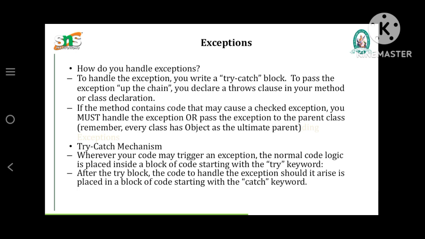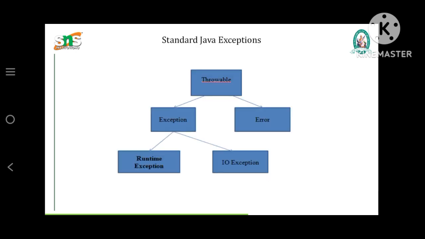Next is the try catch mechanism. Wherever your code may be triggered by an exception, the normal code logic is placed inside a block of code starting with the try keyword. After the try block, the code to handle the exception, should one arise, is placed in a block of code starting with the catch keyword. Next is the hierarchy of the Java exception classes. The java.lang.Throwable class is the root class of the Java exception hierarchy, inherited by two subclasses, Exception and Error. The hierarchy of the Java exception classes is given.